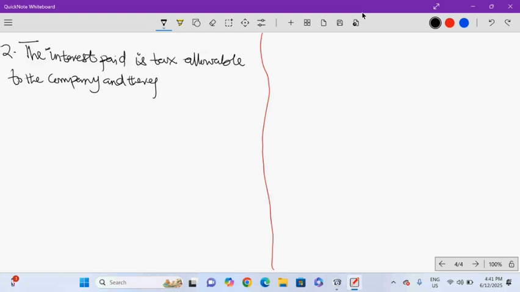And therefore the net cost to the company is reduced.